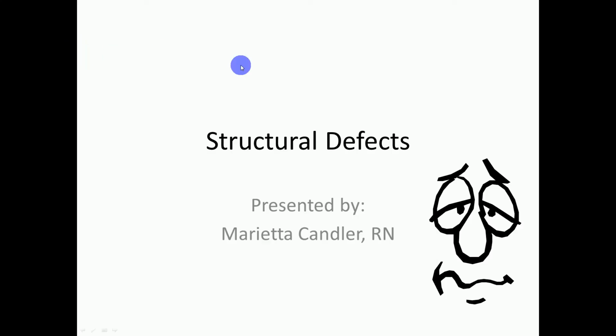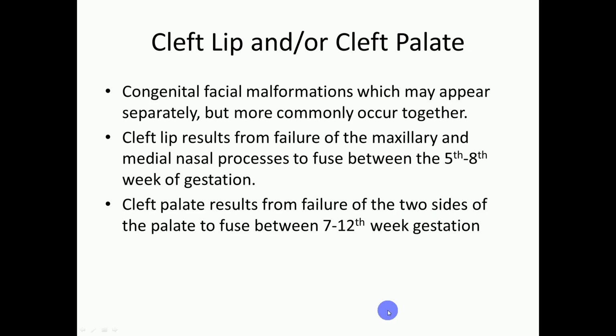All right, we're going to be talking about structural defects, and mainly we're going to focus starting on cleft lip and or cleft palate. These are both facial malformations that appear separately, but actually more commonly they occur together. Usually you have the lip and the palate distortion together. Cleft lip occurs between the 5th and 8th week of gestation, so very early on, and it results from failure of the maxillary and median nasal processes to fuse. Cleft palate results from failure of the two sides of the palate to fuse between the 7th and 12th week of gestation. So both of these are occurring very early on.